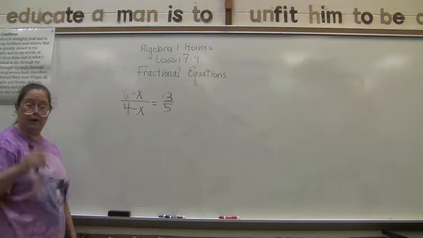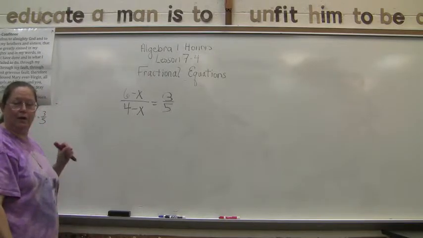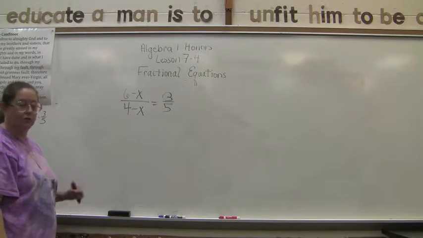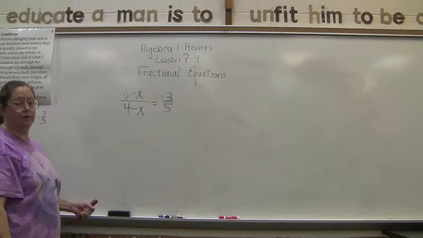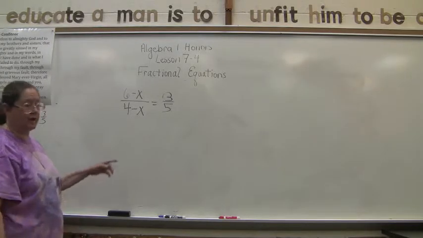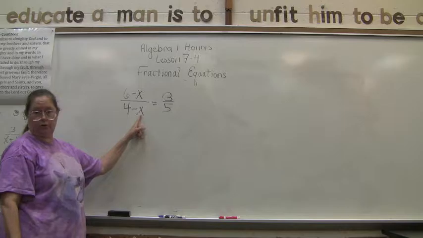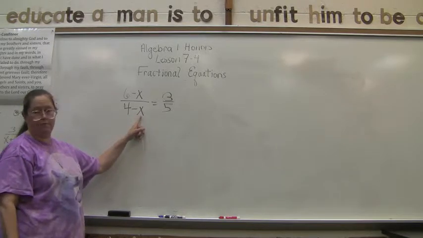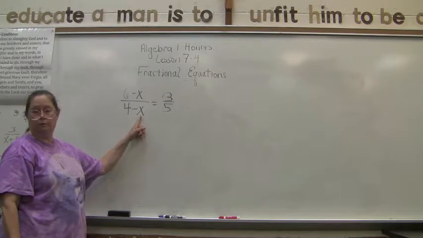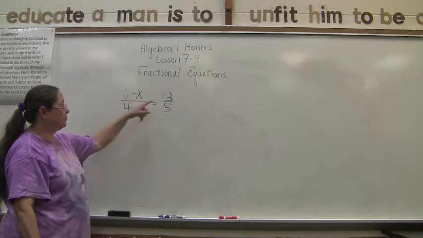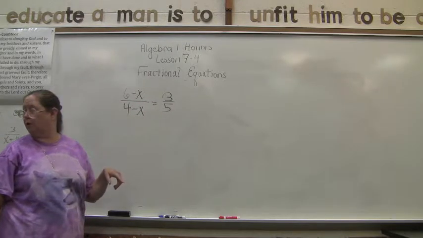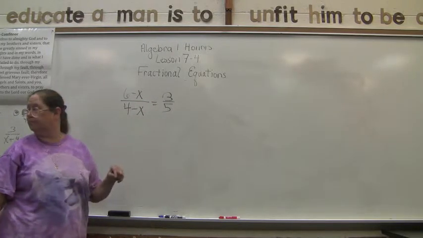Okay, this one you should recognize as a proportion. So you already know one way to solve this. And we're going to have to check at the end to make sure we don't make this denominator 0. So we can't have x equal to 4. Okay? But we could cross multiply. That's one way we could solve this particular problem.